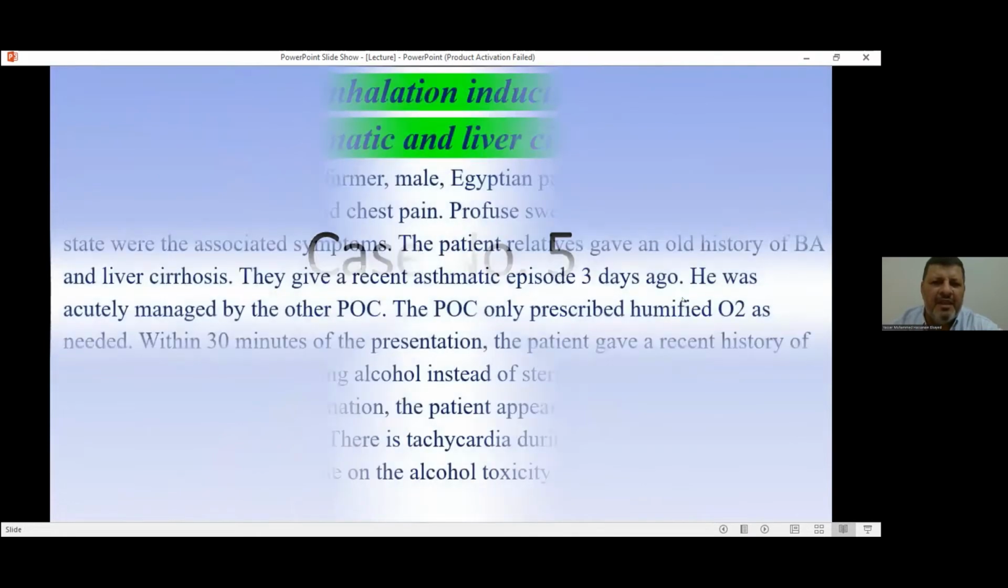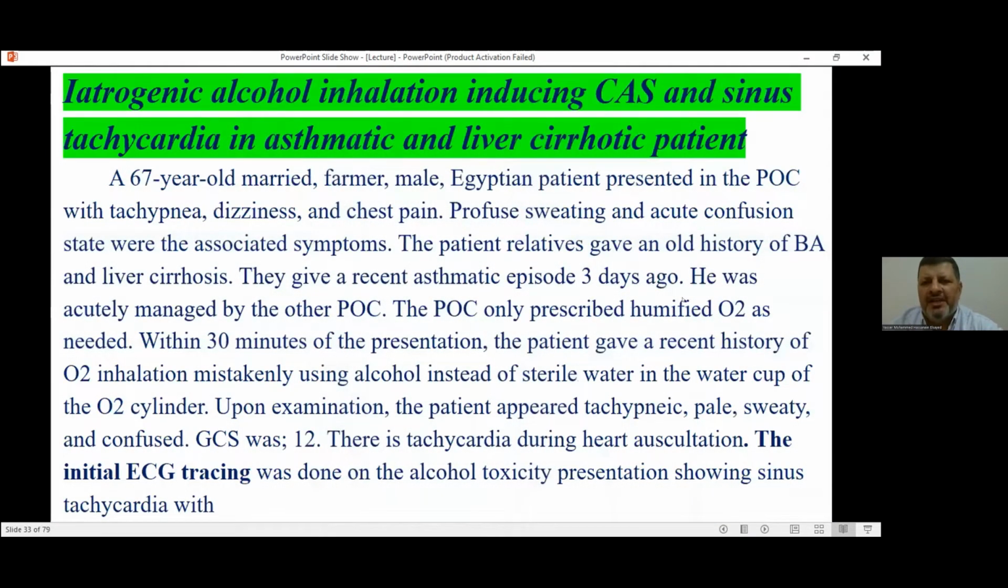Case number 5: iatrogenic alcohol inhalation inducing coronary artery spasm and sinus tachycardia in an asthmatic and liver cirrhotic patient. A 76-year-old married farmer male patient presented to the physician outpatient clinic with tachypnea, dizziness, and chest pain. Profuse sweating and acute confusion state were associated symptoms. The patient gave a history of bronchial asthma and liver cirrhosis, with asthmatic episodes 3 days ago.